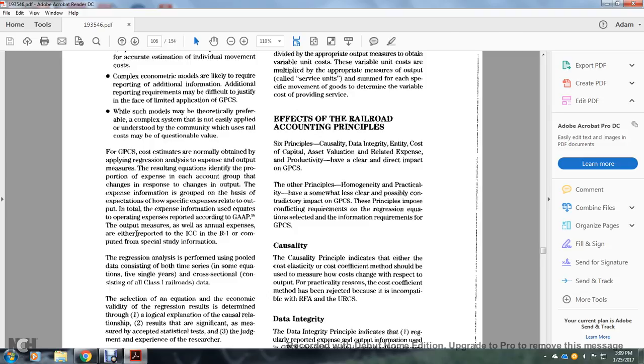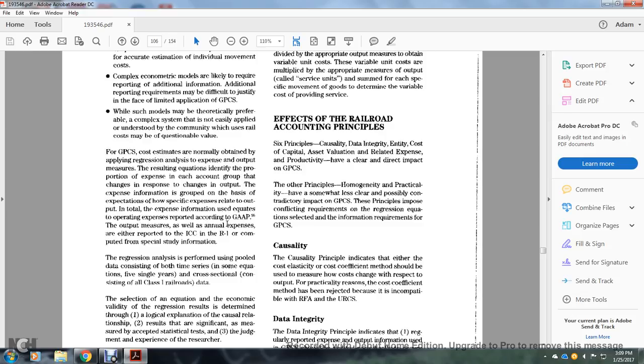The general purpose cost system's cost estimates are normally obtained by applying regression analysis to expenses for the output measure, with the resulting quantities identified with the proper operation of the expense for each of the account groups. The change in the response to changes in output for the expense of each account group is determined on the basis of how specific expenses relate to outcomes, and then the expense information is pulled, equating the operating expenses reported according to government generally accepted accounting principles with the output measure.